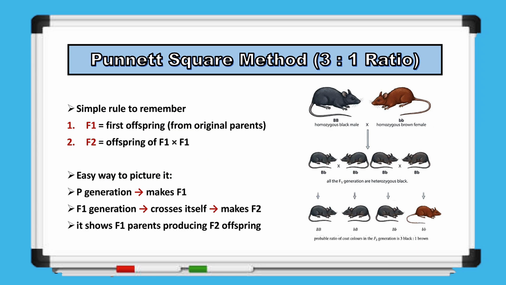So the simple rule to remember is, the F1 generation is the first group of offspring produced from the original parental cross. For example, when a homozygous black male is crossed with a homozygous brown female, all the F1 offspring are heterozygous and appear black.